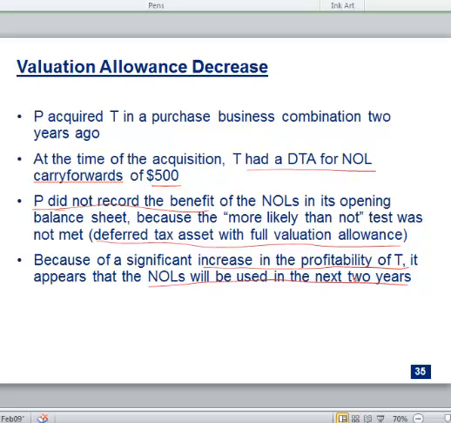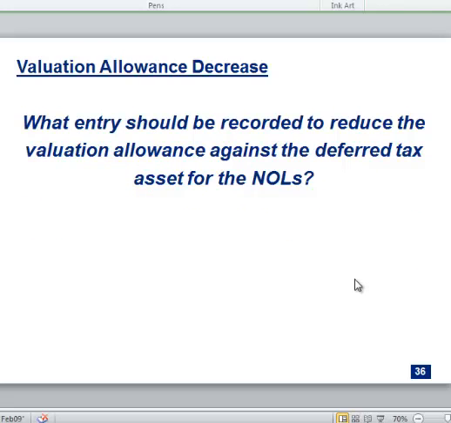Okay, so you bought the company, it had NOLs, you didn't book a DTA, net of a valuation allowance, because you didn't think you were going to use them, but then things changed and now you realize you can use them. Okay, so what entry should you book to record the NOLs? Right, so we know that we're going to book debit DTA for the NOLs. The question is, what do we credit?